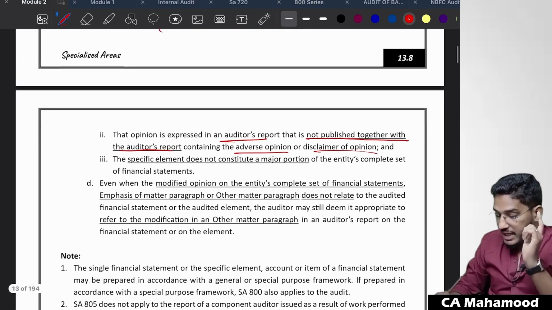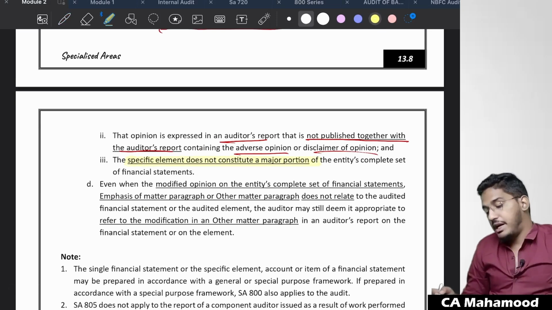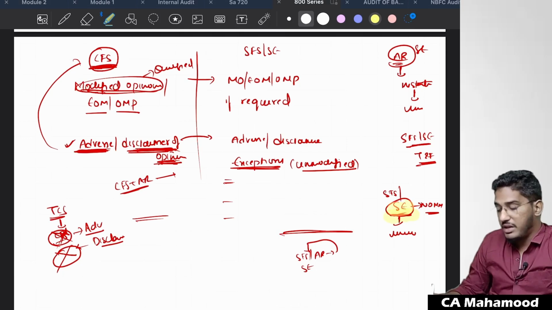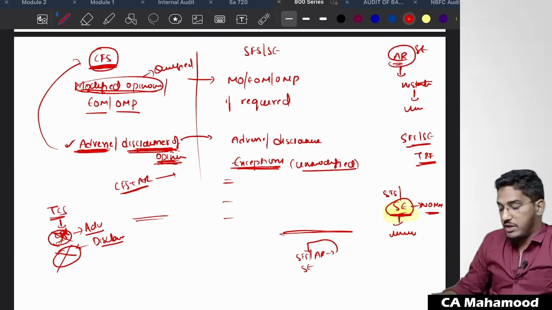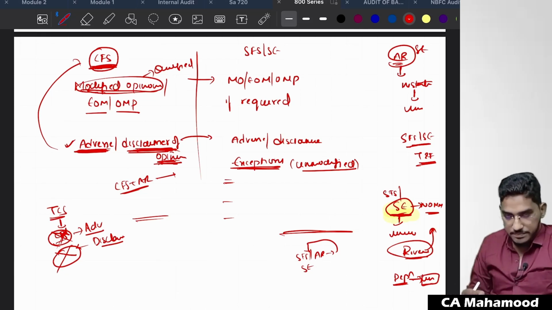One more condition is also there. The specific element does not constitute a major portion of the entity's complete set of financial statements. On whatever element you want to express an unmodified opinion, that should not be a major portion. For example, if you say revenue, sir, on revenue I have to give an unmodified opinion, it is not permitted. Why? Because revenue is a significant portion of the financial statements. Sir, on depreciation expenses I have been asked to do the audit. On depreciation alone I want to give an unmodified opinion. You can do it because it is not a major portion, it is a nominal portion.